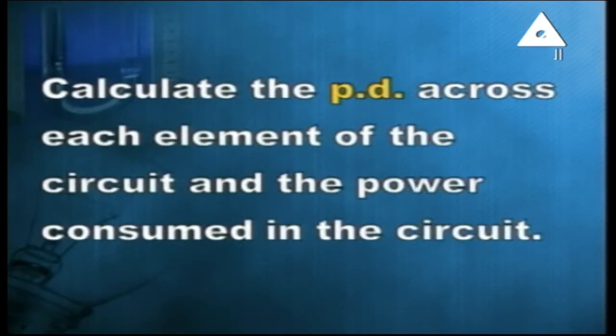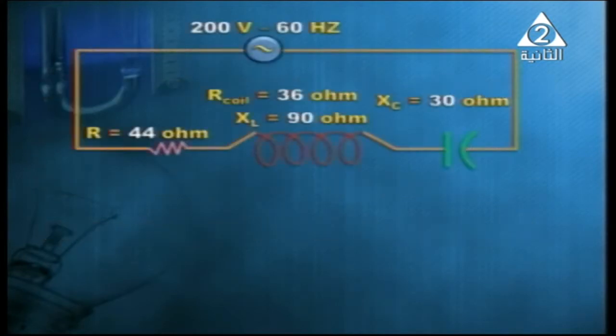Calculate the potential difference across each element of the circuit and the power consumed in the circuit. The circuit will be shown in front of you right now. It contains 200 volt effective value, 60 hertz frequency, an ohmic resistor of 44, a coil of inductive reactance 90 and resistance 36, and a capacitor of reactance 30 ohm.